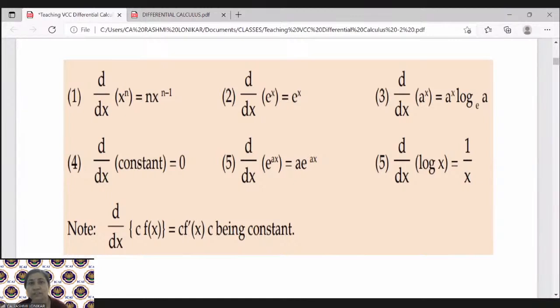Then the derivative of e raised to ax. The derivative of e raised to x is e raised to x, but the derivative of e raised to ax will be equal to a into e raised to ax. And then the derivative of log x is 1 upon x. Always remember that if I have a function in x and a constant is multiplied by it, then the derivative will be constant into the derivative of the function of x.